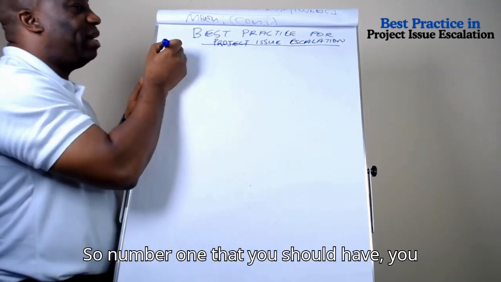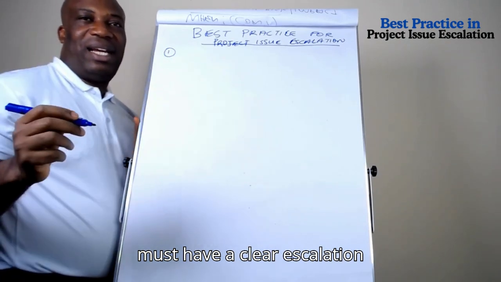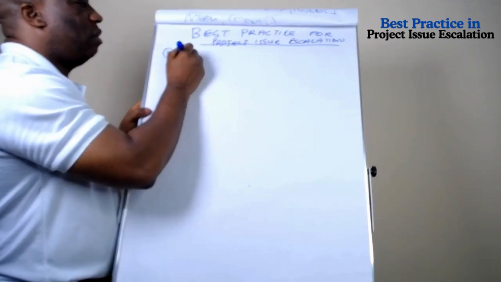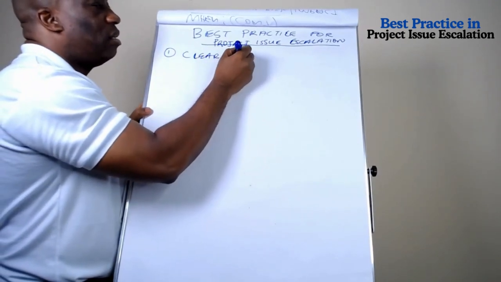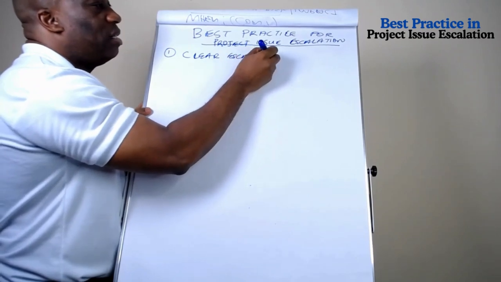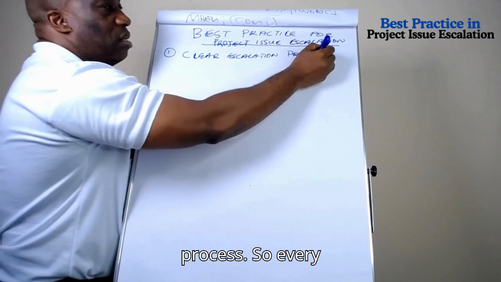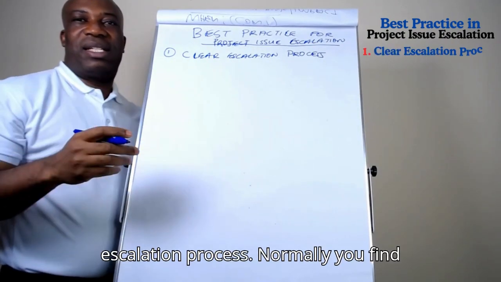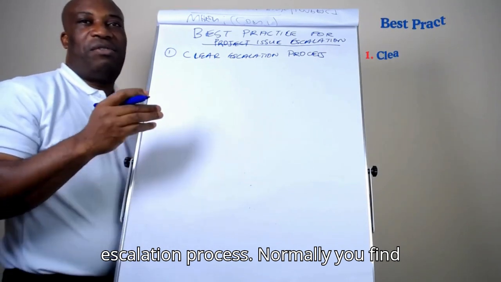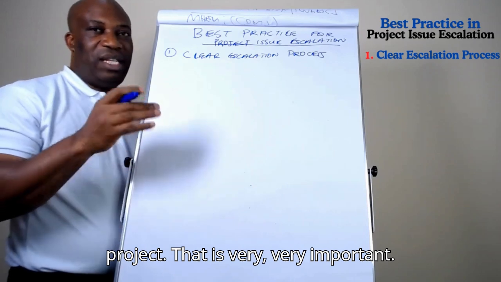So number one, you must have a clear escalation process. So every project must have a clear escalation process. Normally you find this through the escalation matrix in a project. That is very, very important.